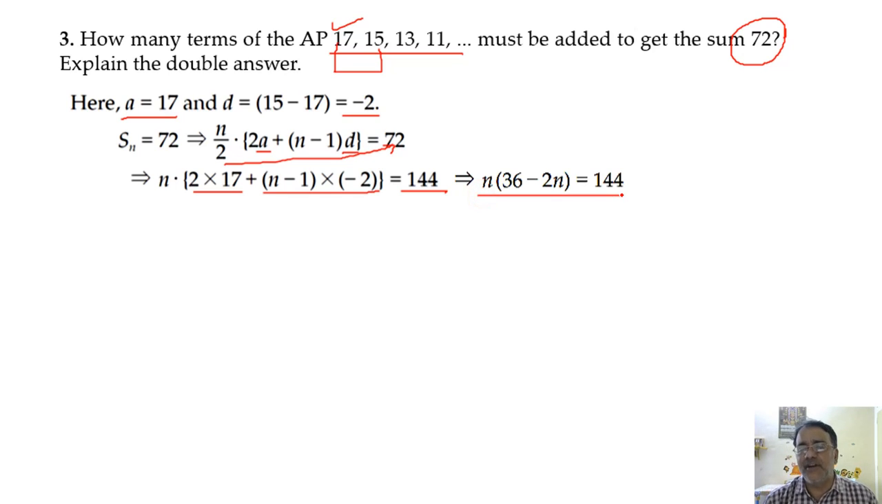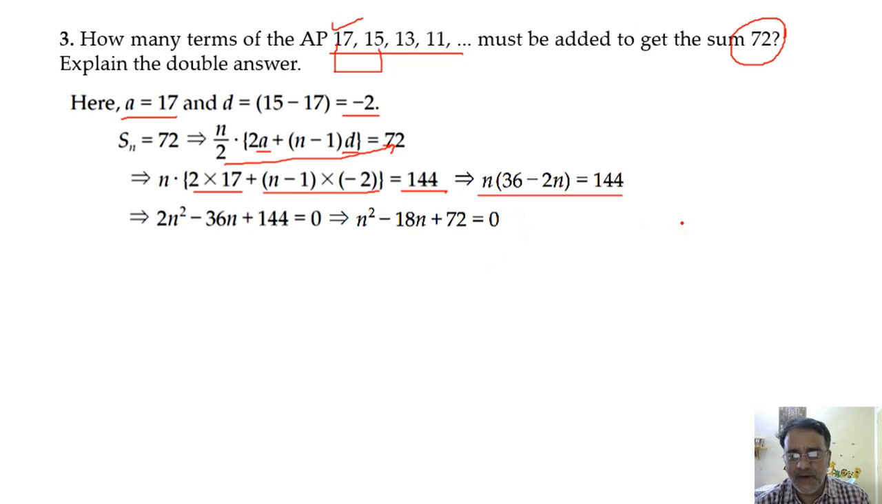So we will get one quadratic equation: 2n square minus 36n plus 144 is equal to 0. Now divide all the terms by 2. What will you get? n square minus 18n plus 72 is equal to 0. Now what is the product? Plus 72. And what is the sum? Minus 18.